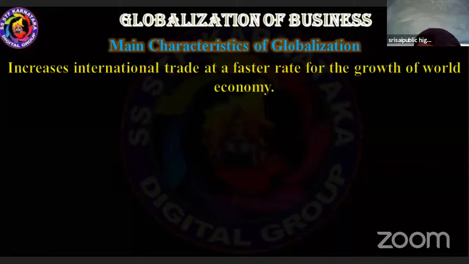Globalization means increasing the cross-border movement of goods and services, or the spread of products, technology, information, and culture across borders. It is called globalization. Understood? You read, you will understand. If you haven't understood properly, it is difficult to understand at once.